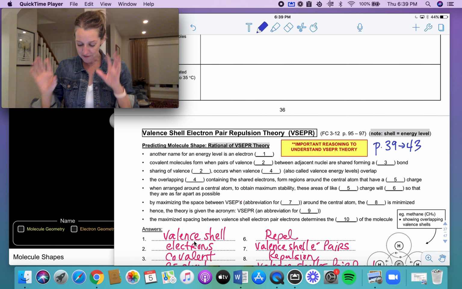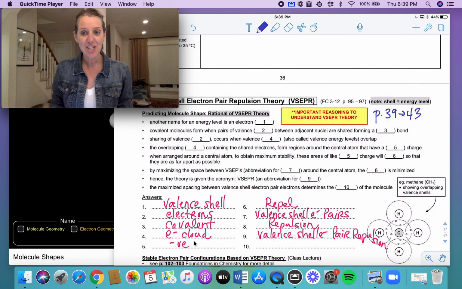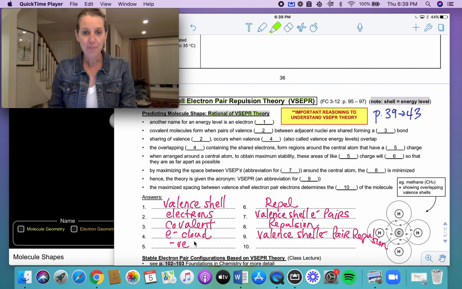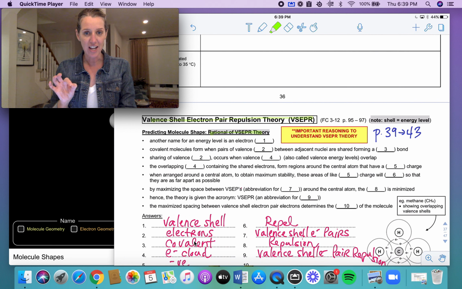Okay, so here we go. I filled the first part in. We're going to cover pages 39 to 43. But please make sure that you try this on your own first before you check the solutions. The whole point here is that you think that VSEPR actually stands for the valence shell electron pair repulsion theory.